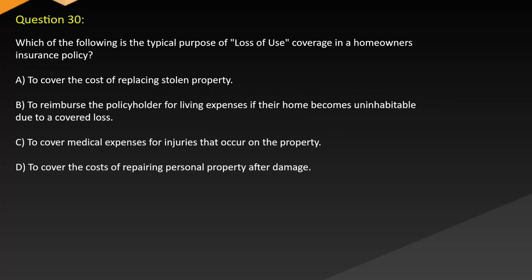Question 30. Which of the following is the typical purpose of loss of use coverage in a homeowner's insurance policy? A. To cover the cost of replacing stolen property. B. To reimburse the policyholder for living expenses if the home becomes uninhabitable due to a covered loss. C. To cover medical expenses for injuries that occur on the property. D. To cover the cost of repairing personal property after damage.